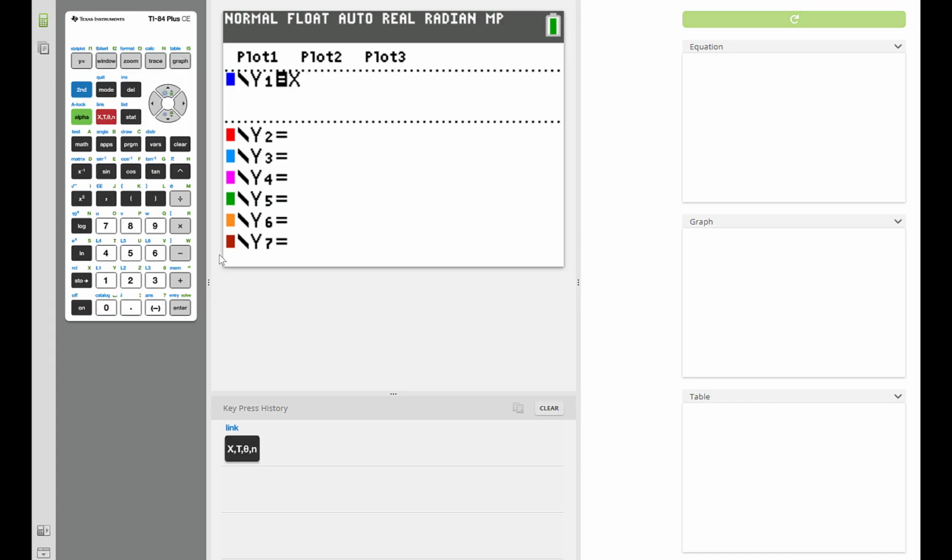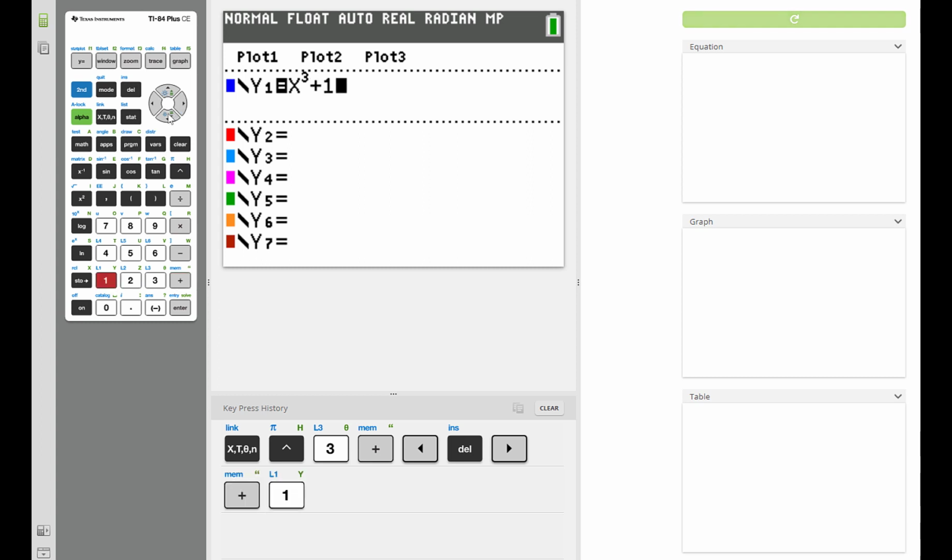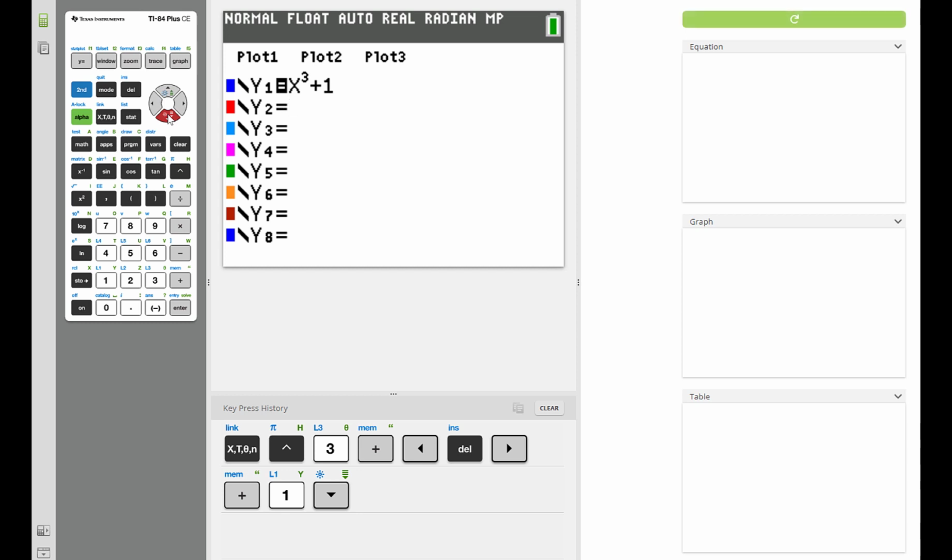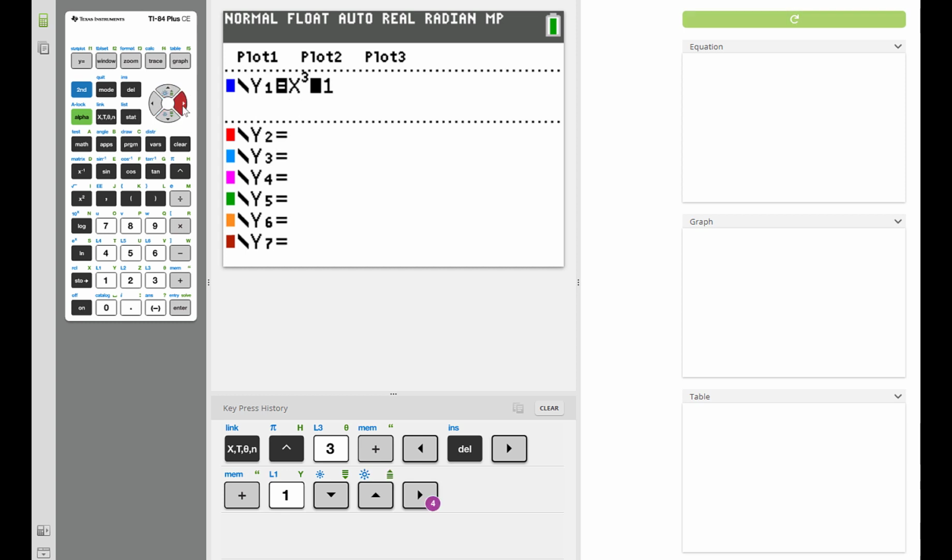I'm going to go ahead and go to the graphing calculator here, and I'm going to plot these for you. Let's start off by plotting y is equal to x cubed plus 1. And then let's plot the inverse. The inverse was the cube root of x minus 1. So I'm going to need a cube root here. Where is the cube root again?